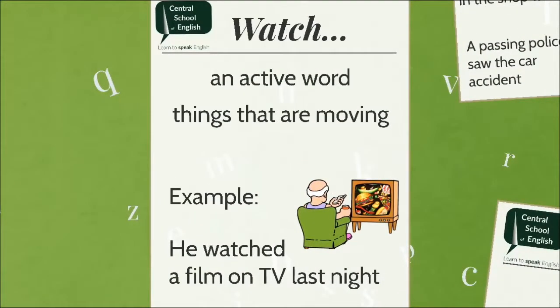The word watch is also an active word. This means that when we watch something, we want to do it. However, we use the word watch for things that are moving. For example, I can say, he watched a film on TV last night.